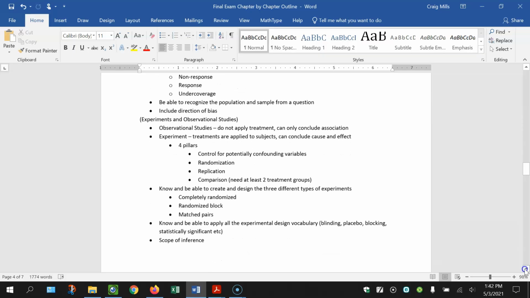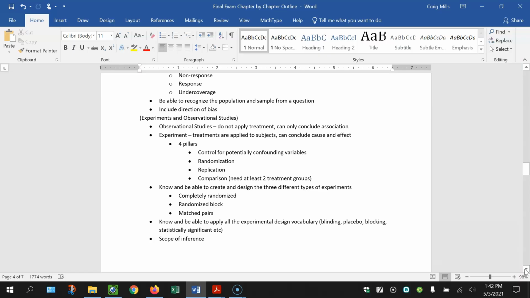Huge concept there. So there are three different types of experimental designs. Completely randomized: I have 100 subjects, two treatment groups, and randomly assign half to treatment 1, half to treatment 2, using a random number generator or the hat method.